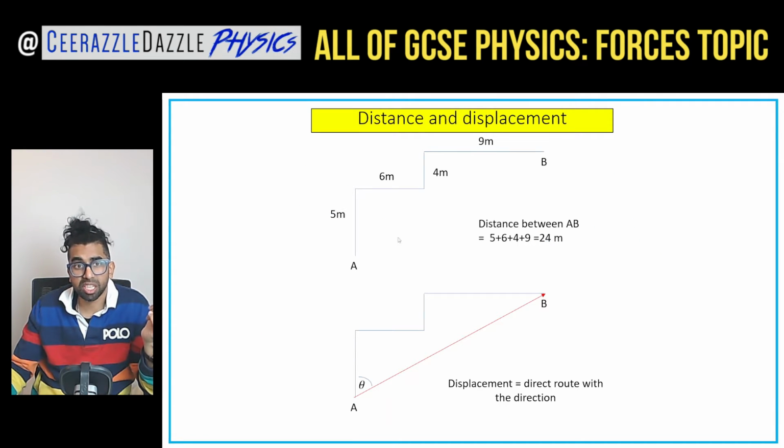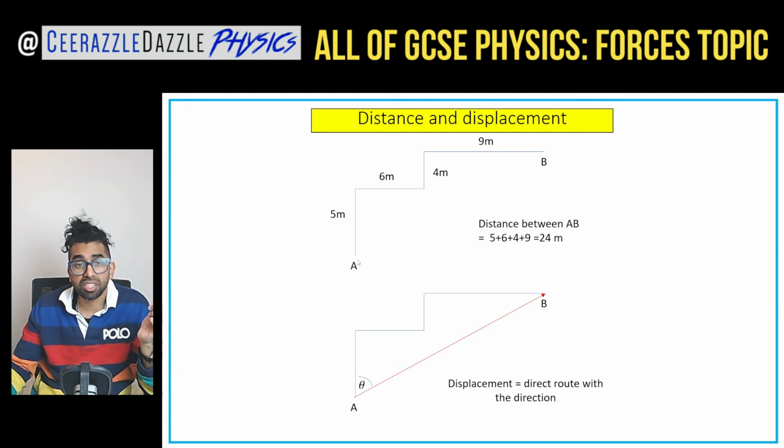Distance versus displacement. So now, distance versus displacement, so this is going to be scalars versus vectors one more time. So over here we've got an object A and it's trying to get to B. So first of all it moves 5 meters up, 6 meters, 4 meters and 9 meters. Total distance is the addition of them all, 24 meters.